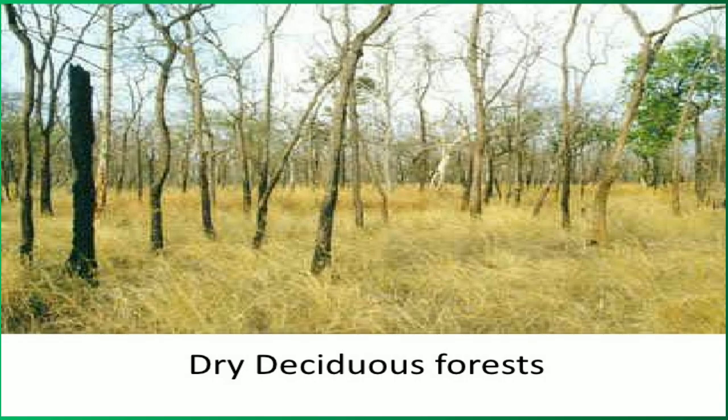Now you can see here the dry deciduous forest. As we have discussed these two types, in the first area there is 100 to 200 centimeter rainfall, and in the other part it is 100 to 70 centimeter, as we are watching here the dry deciduous forest.